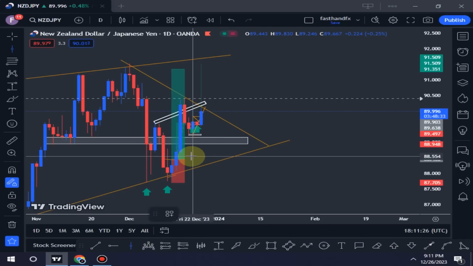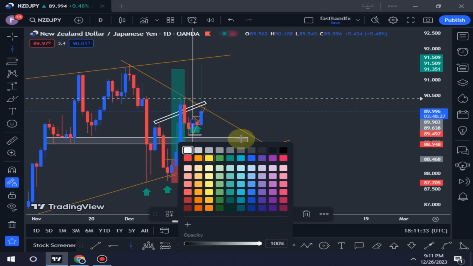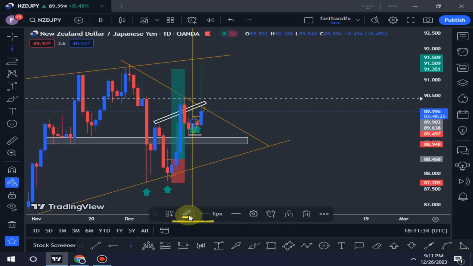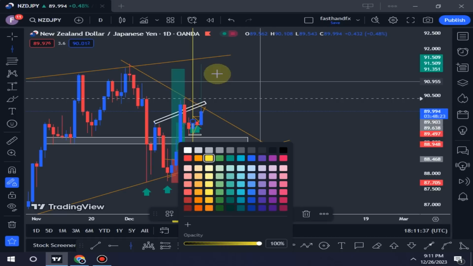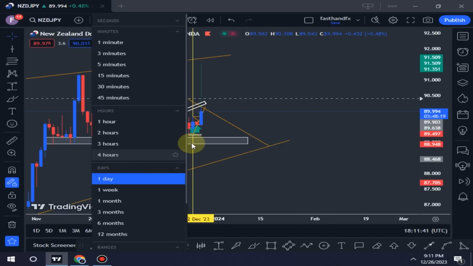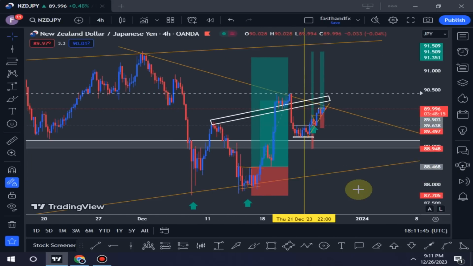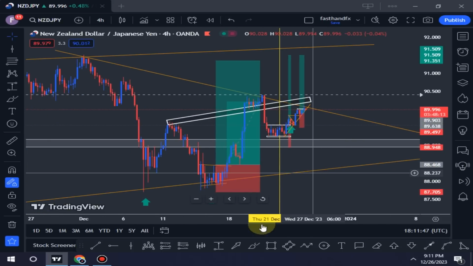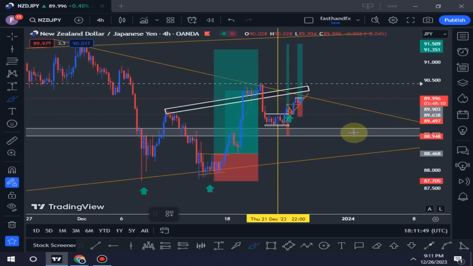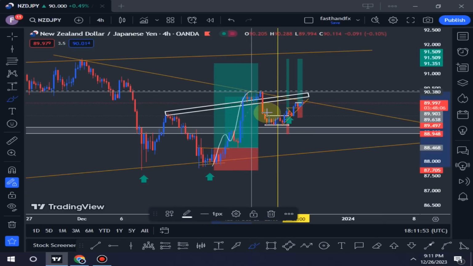This is where the market was. Let me change the color. Maybe that's okay. I believe you guys can see that clearly. So this is the daily, gang. Let me take you to the 4 hour. I'll explain this as quickly as possible. The market usually gives us a move, impulse, and a correction. This was an impulse, correction, impulse. Then the market came back to give us a correction.